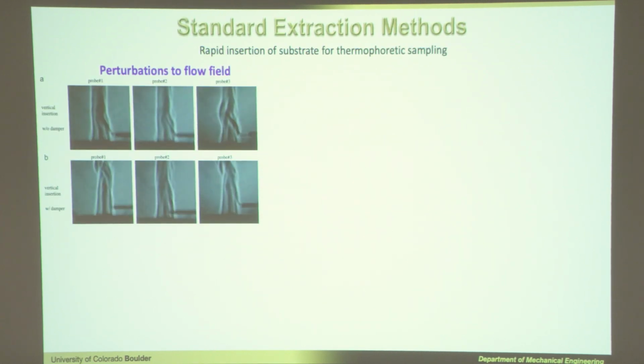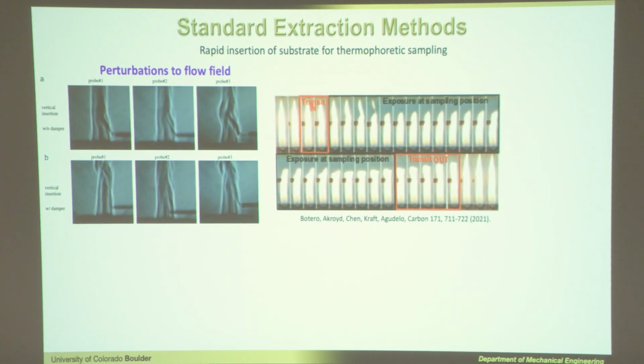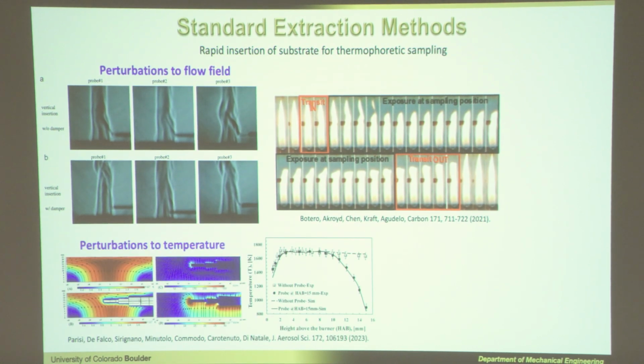So here's the downside of this type of sampling: it can actually perturb the flame quite a bit. It perturbs the flow field. Here are a couple of papers that have talked about how the sampling perturbs the flow field. This is a calculation of how the probe could perturb the temperature.